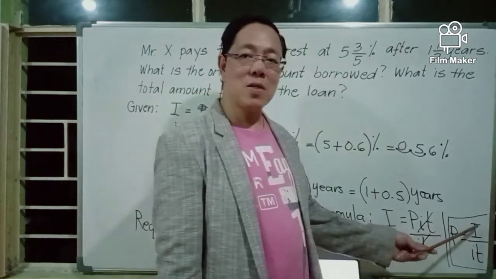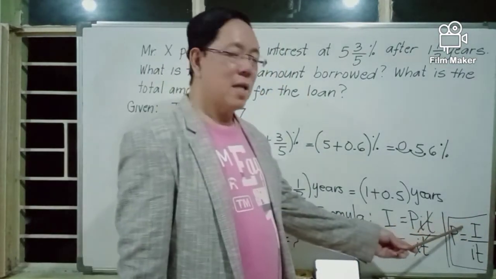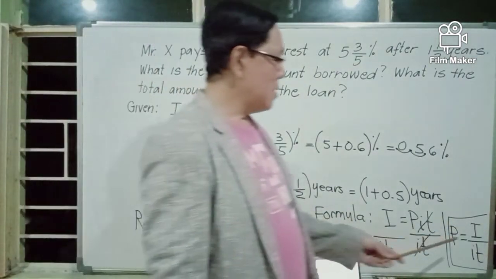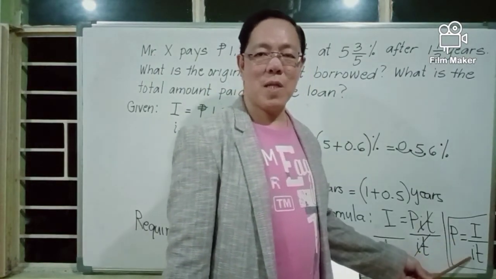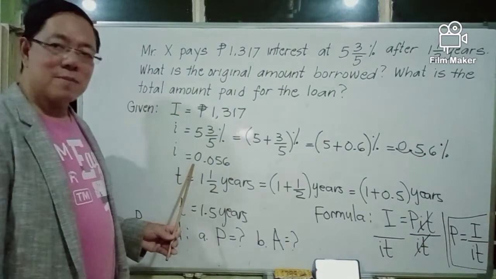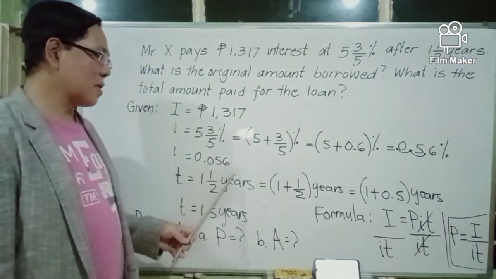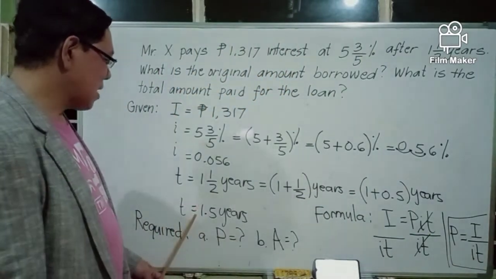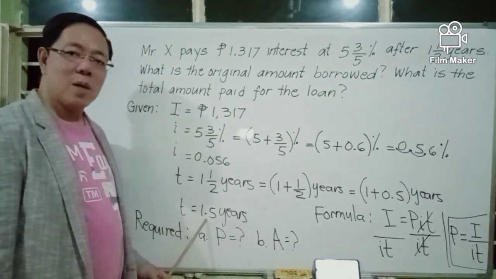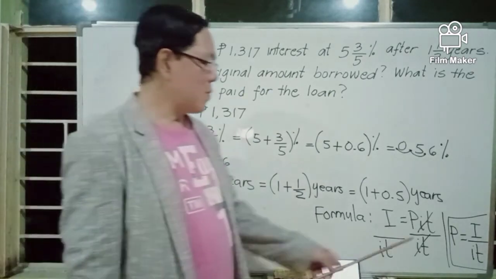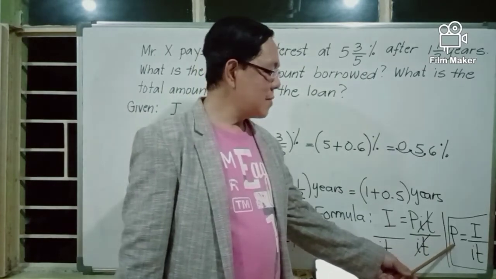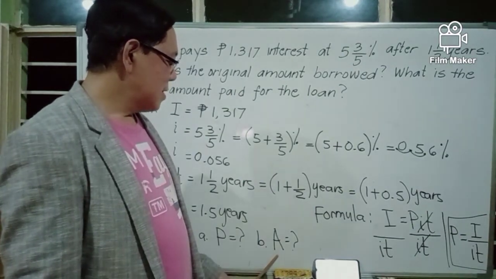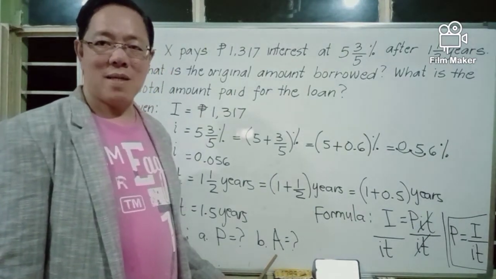Capital P equals the amount of interest, capital I, is given 1,317 pesos, divided by interest rate in decimal number. Interest rate in decimal number is given 0.056. Multiply by time t in years, and the time t in years is given, t equals 1.5 years. After we compute for the original amount borrowed or principal, we can now compute for the total amount paid.